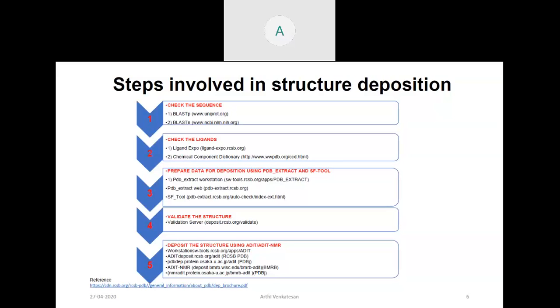If you go to RCSB, I have given the link in the reference. If you go to that link, you will get clarity on how to deposit a protein structure. Here I have just given a few hints. The second point is to check the ligands. In case you have crystallized a ligand along with your protein structure, you need to check whether the structure is already available, or it is a new structure, or you have made any modification in it. For that, you can go to Ligand Expo. There is also a chemical component dictionary available on the PDB page itself. And the third thing is to prepare the data for deposition using PDB extract and the SF tool.